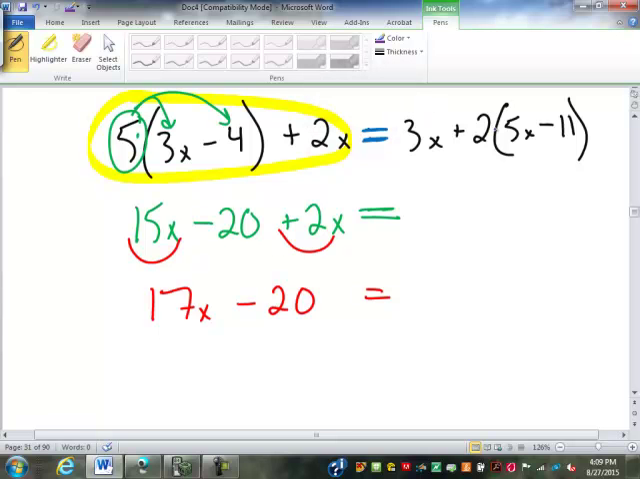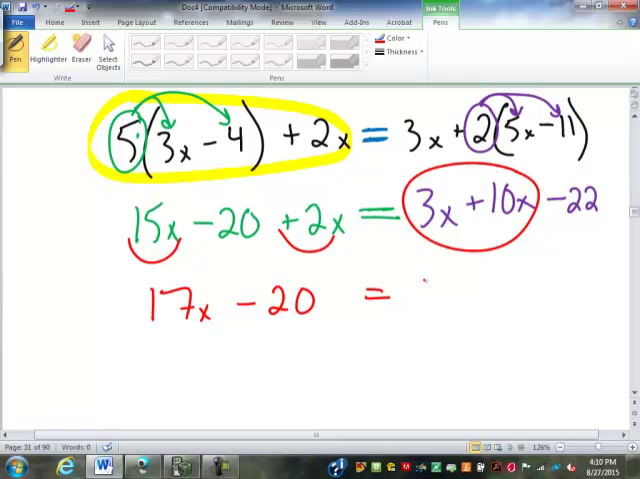Distribute. 2 times 5x is 10x. And then 2 times negative 11 is, okay, what else? We still have the 3x here, and this is a positive 10x, so I'm going to put a plus in front of it. Now what? 3x and 10x make 13x, and we still have the minus 22.